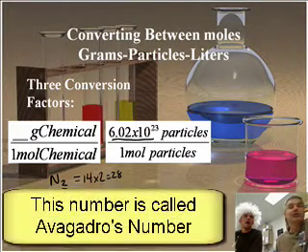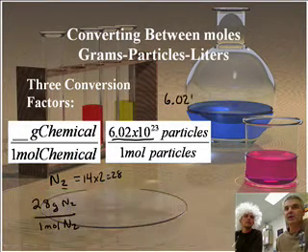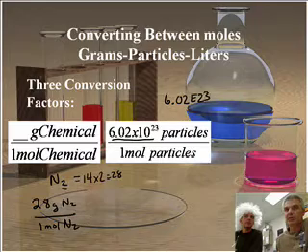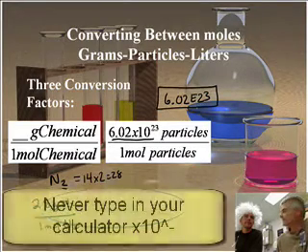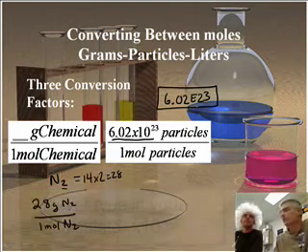Now, a review here. When you're doing this, it's very important that you understand that when you type in your calculator 6.02, you're going to use the E button, E23. You do not say times 10. Never do times 10. And we've talked about that before, but it's going to become very critical here.